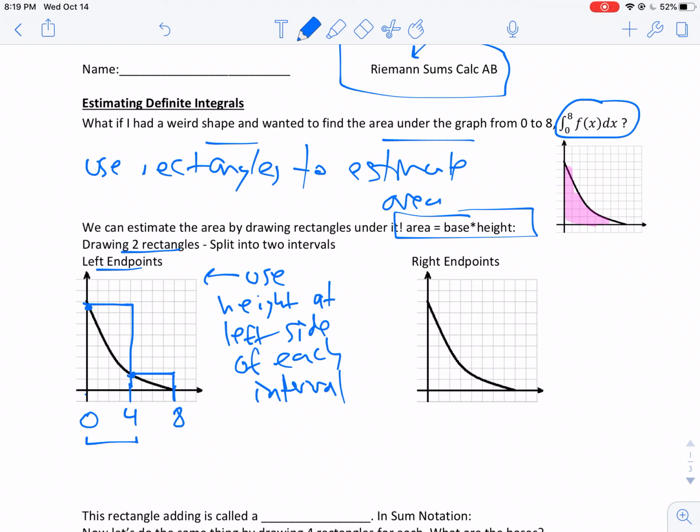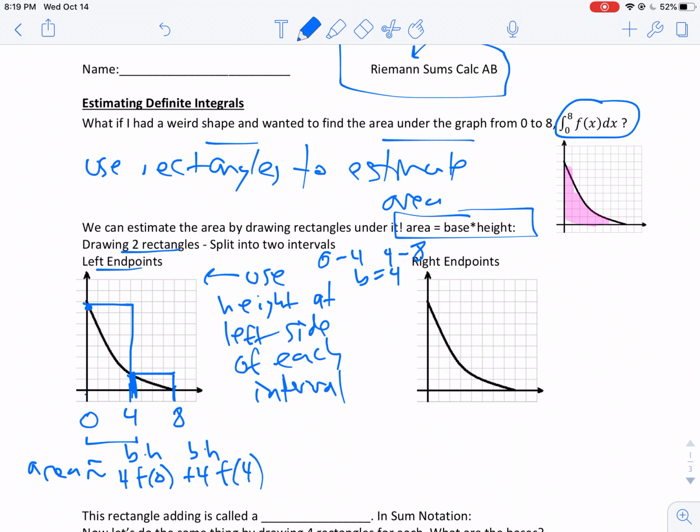Okay, so to find this area approximately, we're going to do base times height for each interval. My intervals are 0 to 4 and then 4 to 8. Both of those intervals have a base of 4. So from 0 to 4, I have a base of 4, and I use the height at 0, f of 0. From 4 to 8, I use the height at 4, so we still have a base of 4, and I use the height at 4.